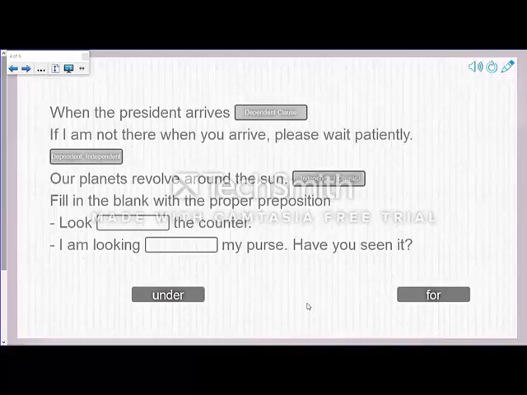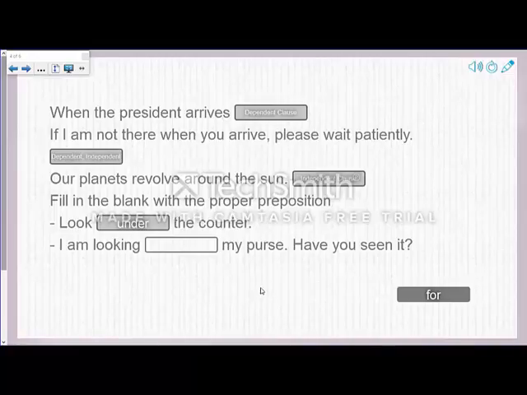So, Kayla, can you come up here, please? Look blank the counter. Do you see what that preposition does to this sentence? Look under the counter. It gives the reader direction. It gives the reader a picture. That's why it is so important.